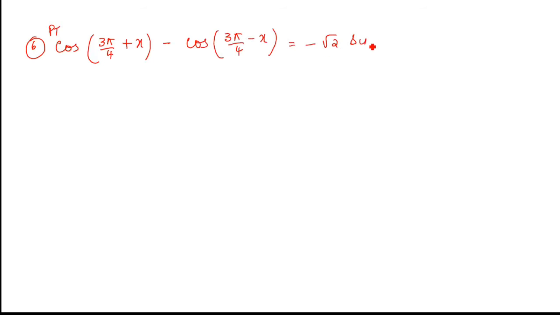Sixth question: cos of (3 pi by 4 plus x) minus cos of (3 pi by 4 minus x). I have to prove that this is equal to minus root 2 into sine x.